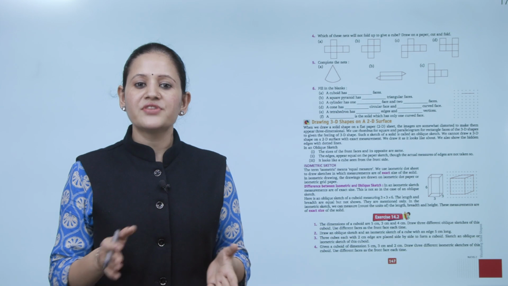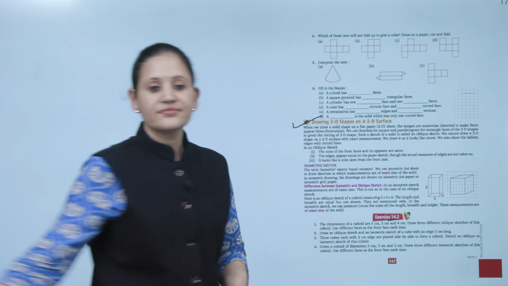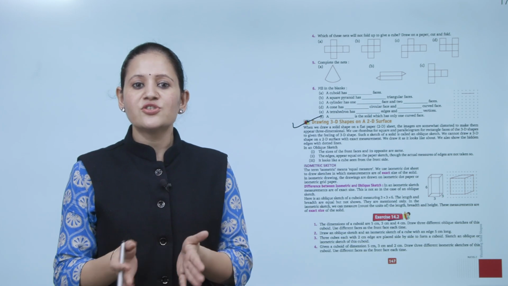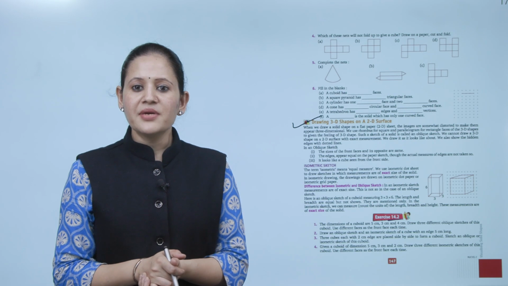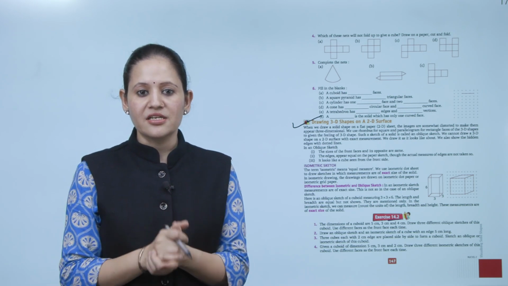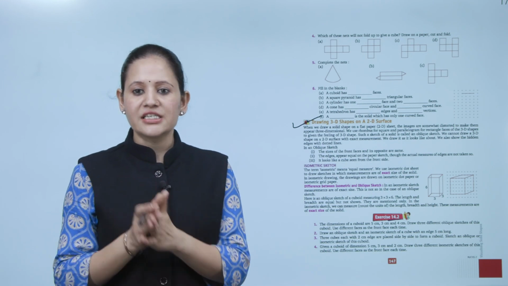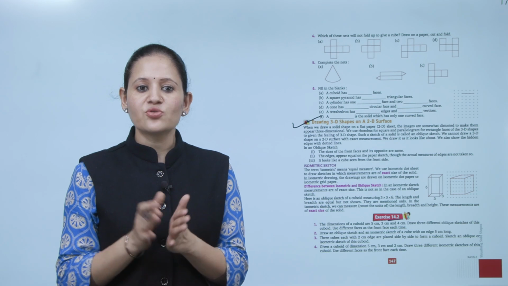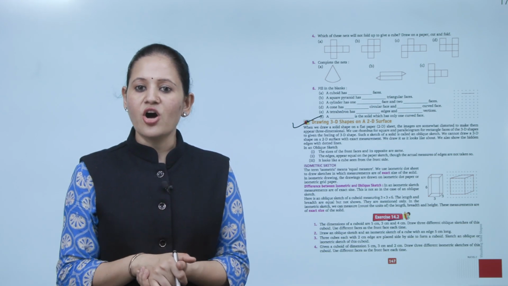Next is drawing of 3D shapes on 2D surface. When we draw a solid shape on flat paper or a 2D sheet, the image is somewhat distorted to make it appear 3-dimensional. We use a rhombus for a square and a parallelogram for the rectangular face of 3D shapes to give the feeling of a 3D shape. Such a sketch of the solid is called an oblique sketch.